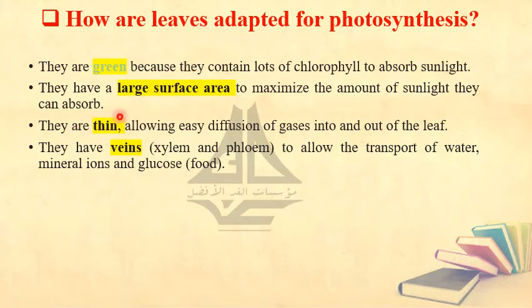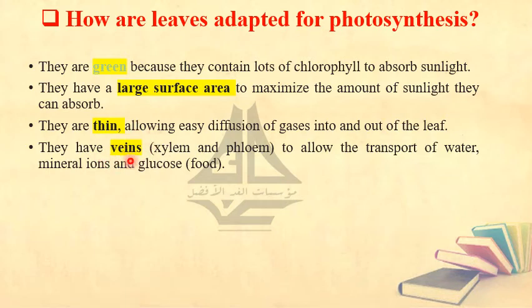They are thin, which is an important property for the diffusion of gases to take place easily into and out of the leaf. You know that during photosynthesis, the plant absorbs carbon dioxide and releases oxygen through the stomata, right? And for this to take place easily, the leaf is thin, which enables diffusion to take place easily.